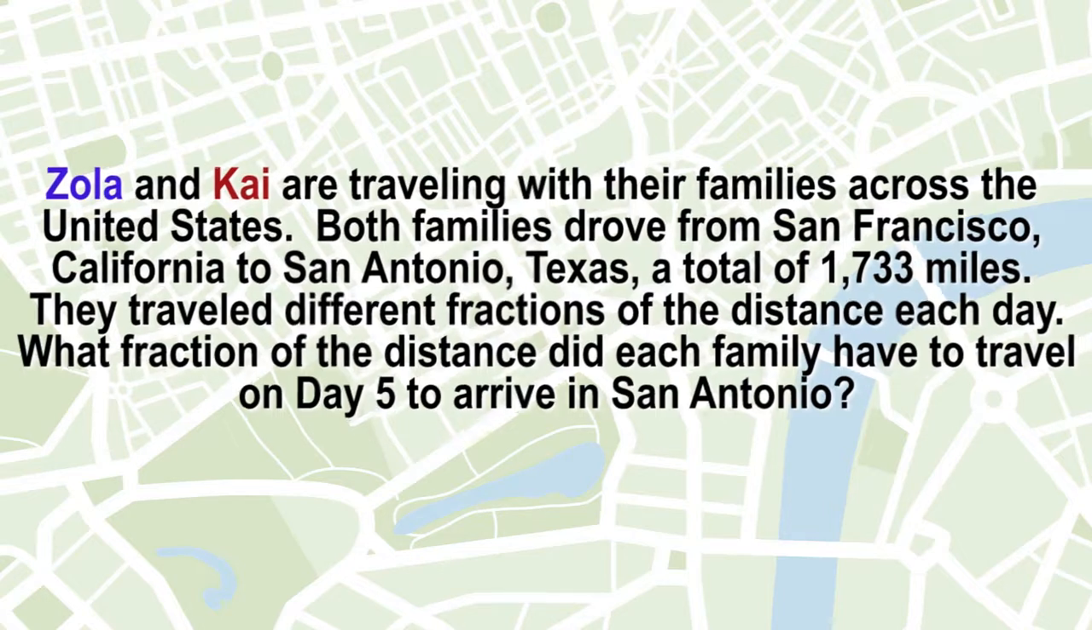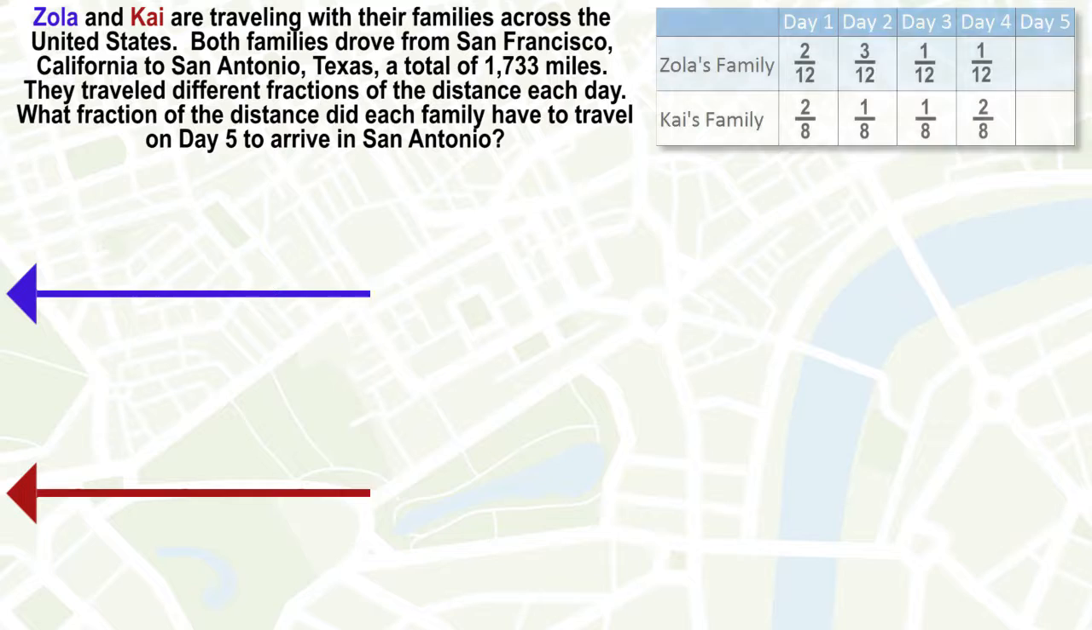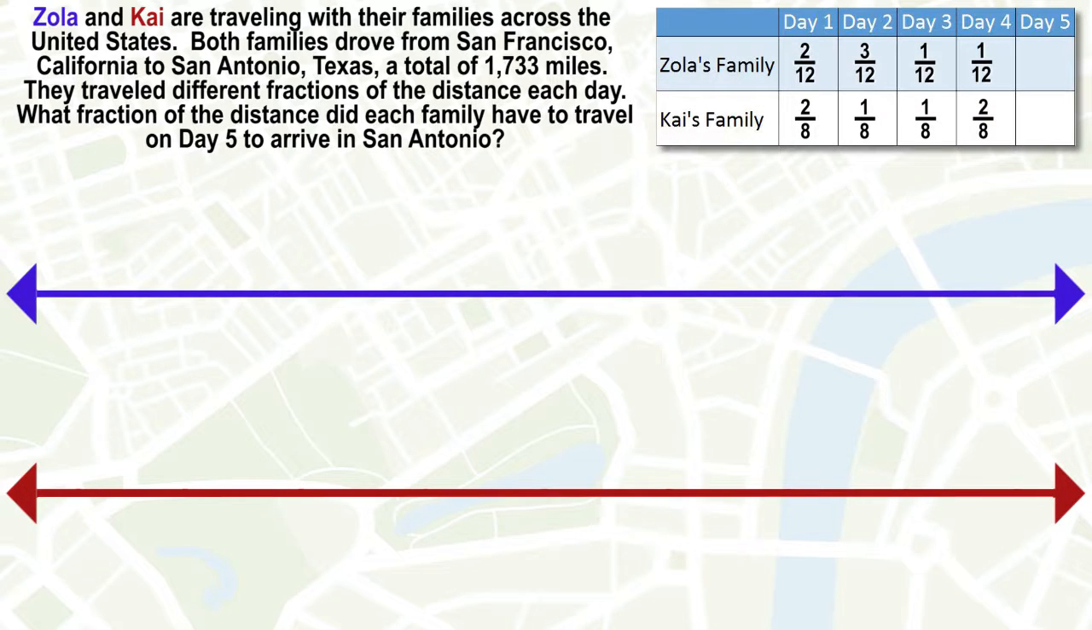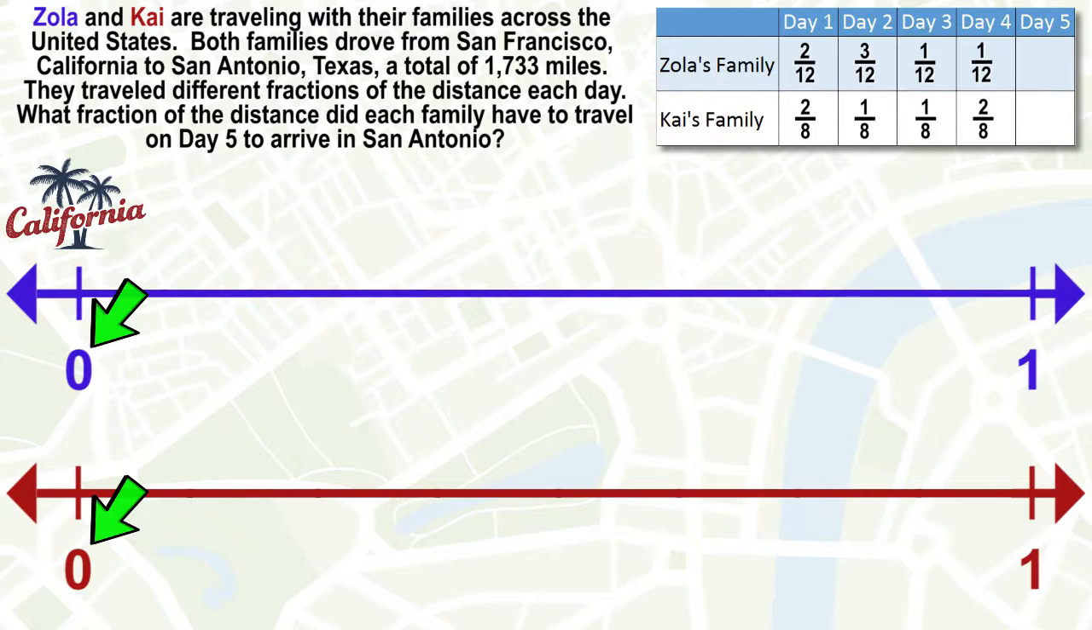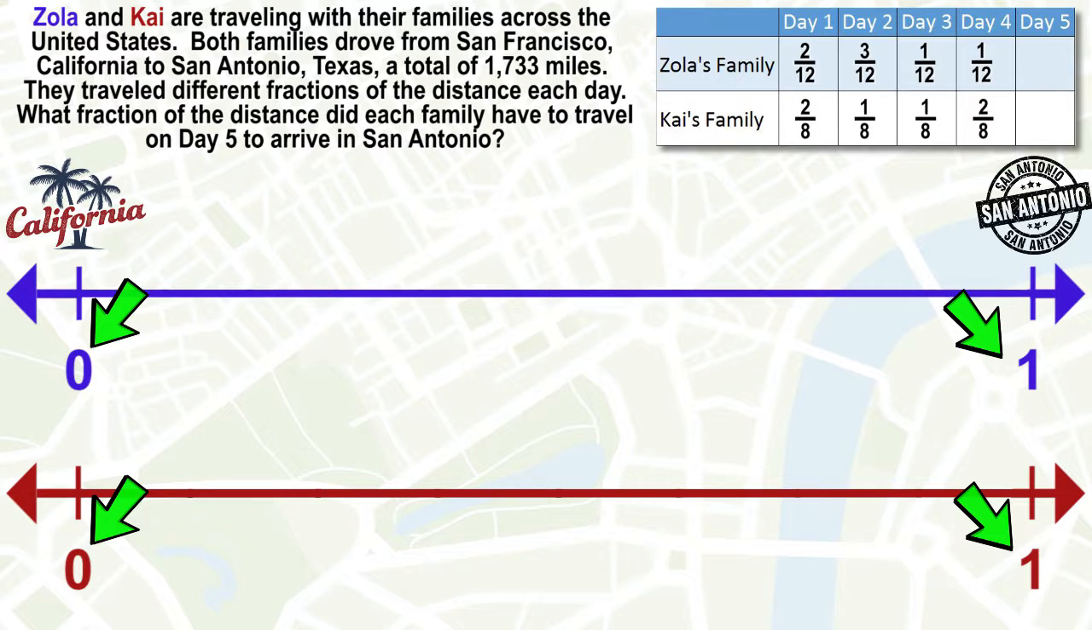Let's first solve using a number line model. Draw 2 number lines to represent the distances each family traveled. Label the number lines from 0 to 1. 0 represents their starting point of San Francisco, and 1 represents their ending point of San Antonio. Let's record the miles each family traveled.